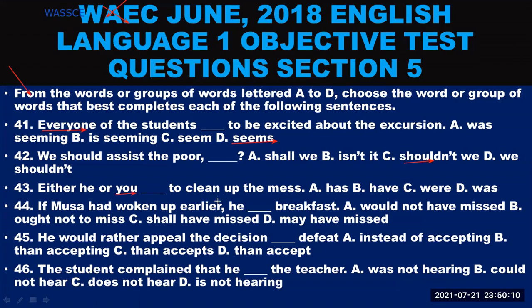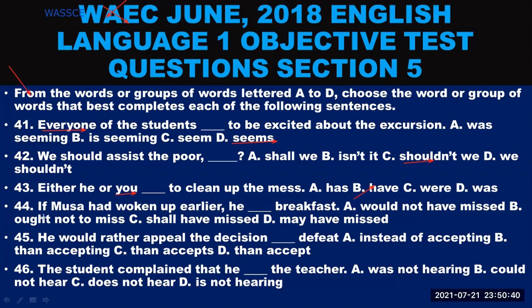Now, let's look at the option, the one that will actually fit in with you. You cannot say you has because you takes a plural verb. So option A is wrong. You have is correct. Either he or you have to clean up the mess. Where is incorrect and was is also incorrect.